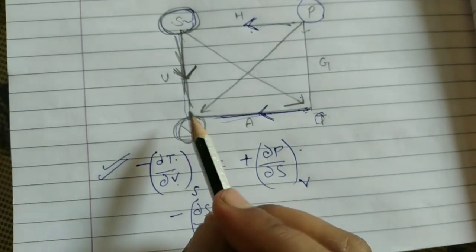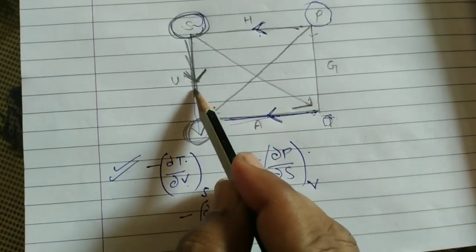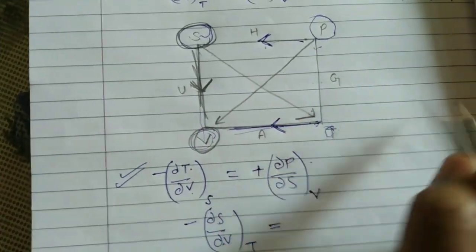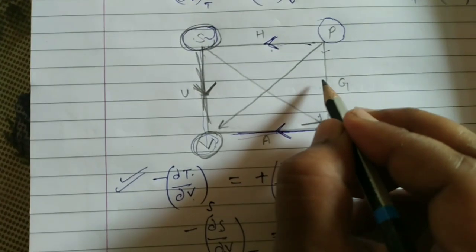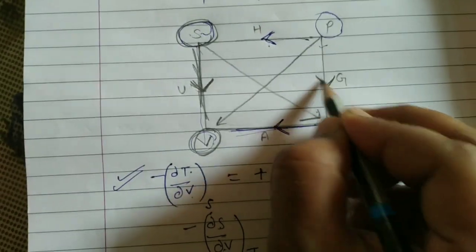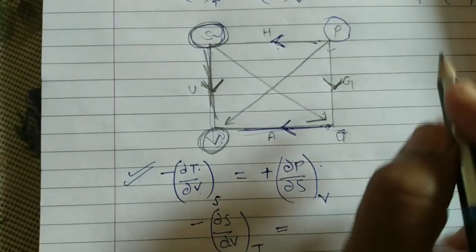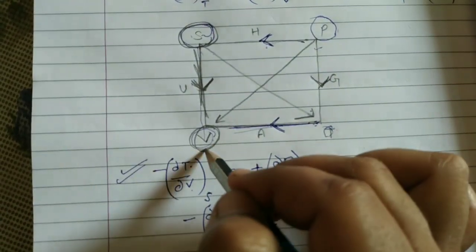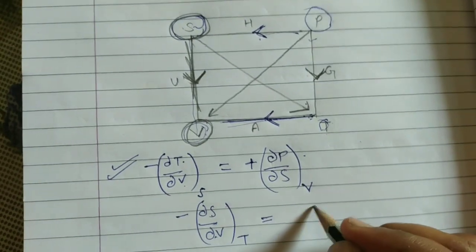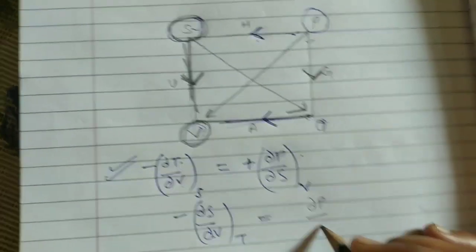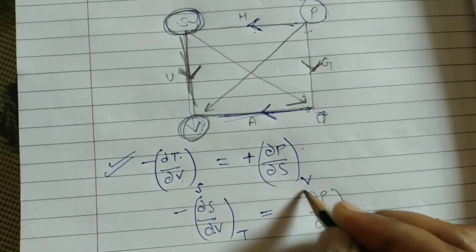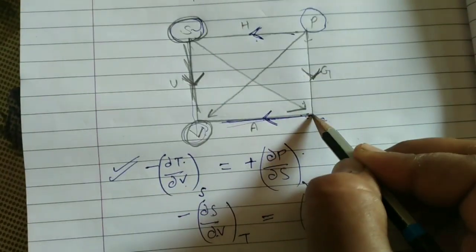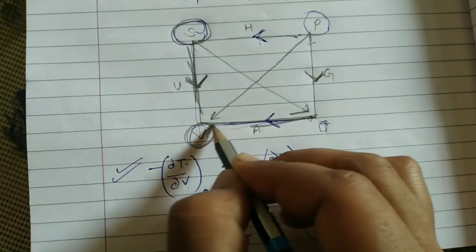So the second rule is we have to choose the line opposite to this side, and the line is this, and we have to go in the same direction. Means the arrow will be like this. So the answer will be, here we will go like this: pressure, temperature, and volume. So we will write partial differentiation of pressure divided by partial differentiation of temperature at constant volume.